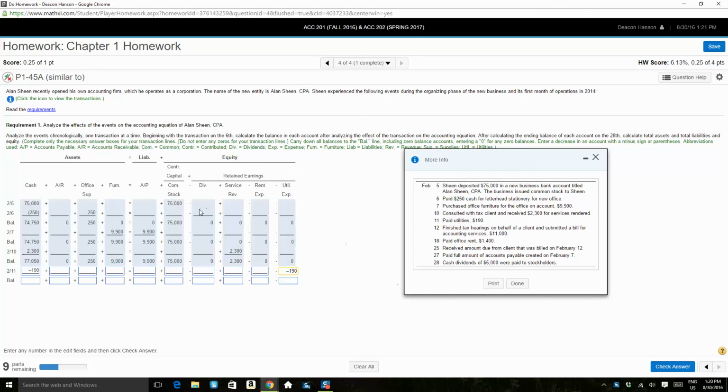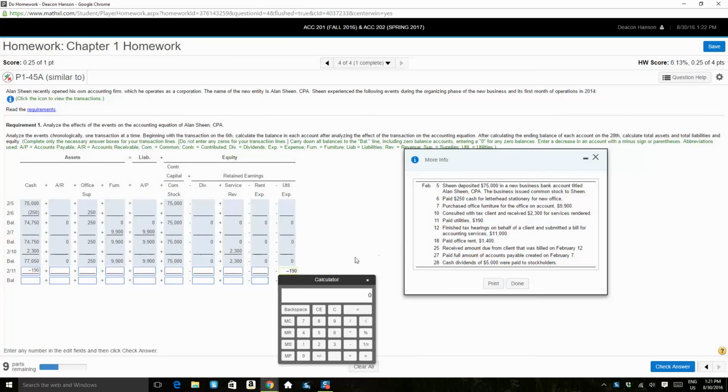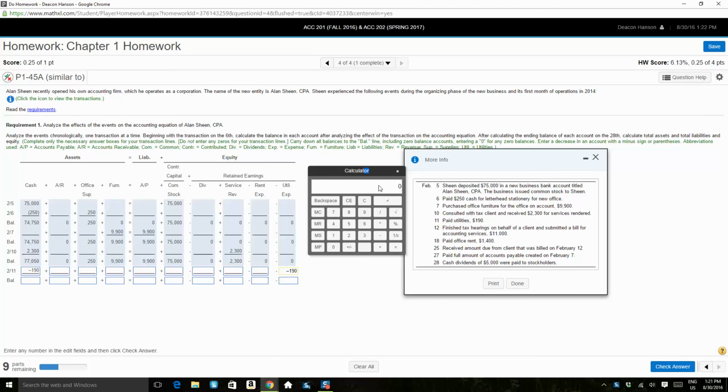So what we need to do now is rebalance everything. So we'll go over here and say, what do we got here? 77,050 minus 190. If you have trouble calculating that quickly in your head, up here on the right we have a calculator. So you can pull your calculator up, and you can use your keypad. 77,050 minus 190. And what do we get? 76,860. Okay.